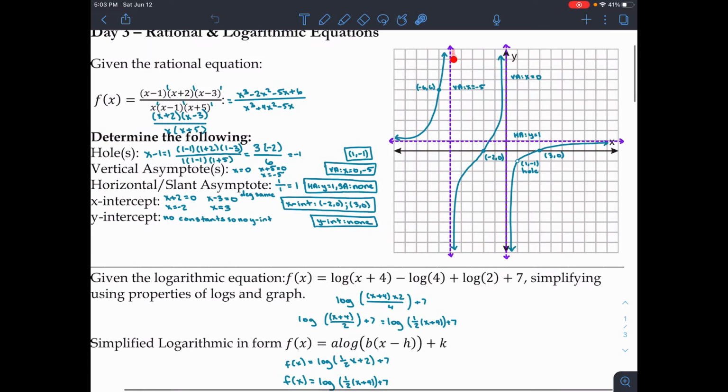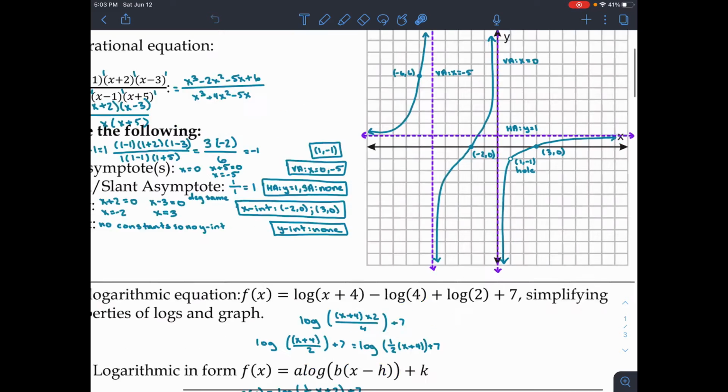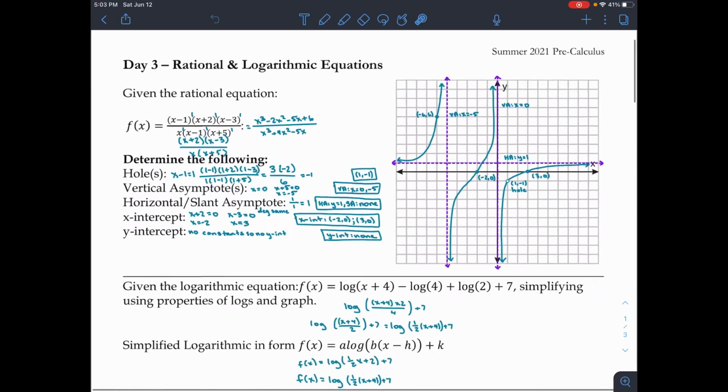And so using all this, we graph. As you can see, there's the vertical asymptote at x equals negative 5, the vertical asymptote at x equals 0, the horizontal asymptote at y equals 1, then the x-intercepts at negative 2 and positive 3, and then the hole at (1, negative 1). So we get something like this. As you can see, there's the function, and this is what the graph looks like.